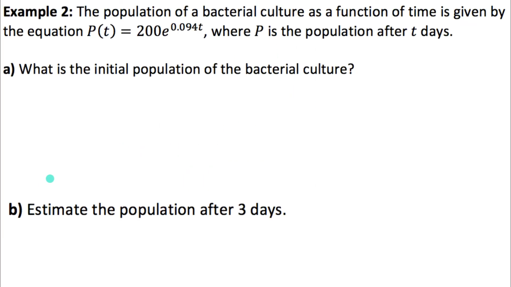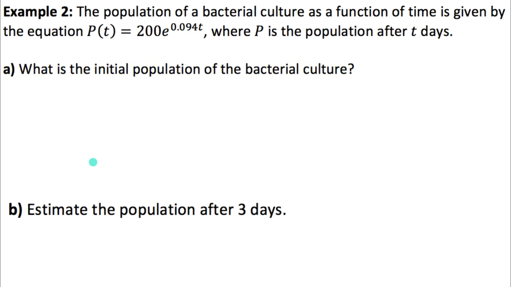Before we get into derivative rules involving exponential functions, let me just do a quick application question about an exponential function that involves Euler's number. Example 2 says the population of a bacterial culture as a function of time is given by the equation p of t equals 200 times e to the power of 0.094t, where p is the population after t days. It says, what's the initial population of the bacterial culture?